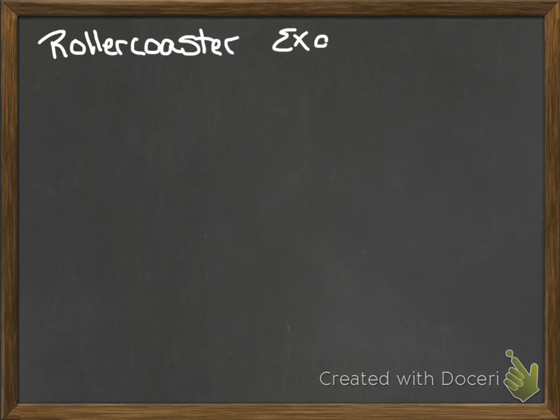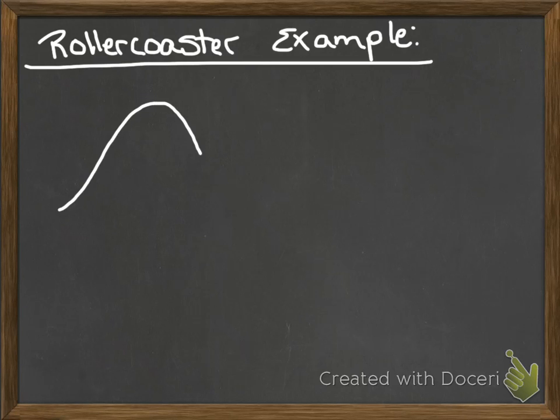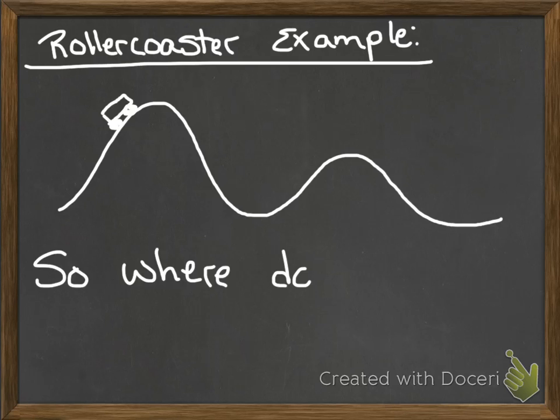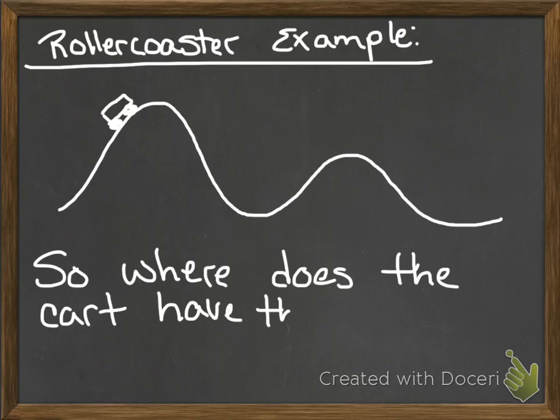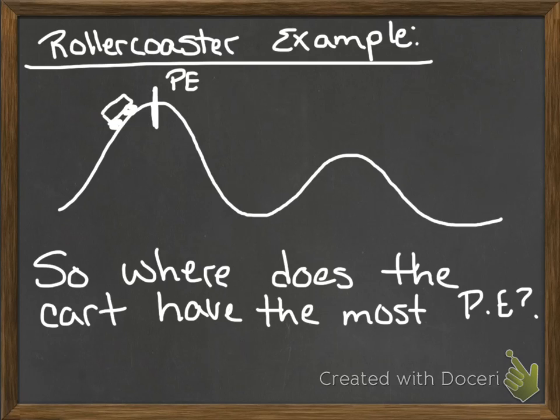Now I want to show you an example of that. Let's look at a roller coaster. So if I draw my roller coaster, and I draw my little cart on my roller coaster, here's my question. Where does the cart have the most potential energy?